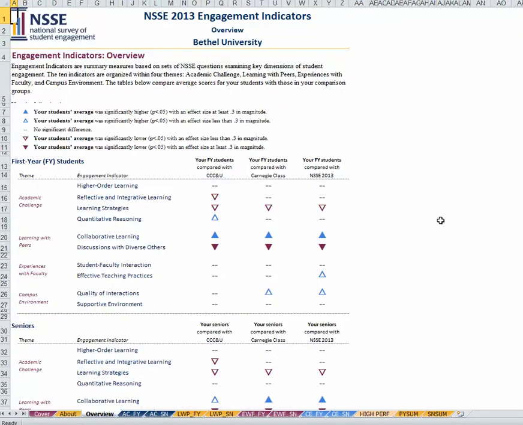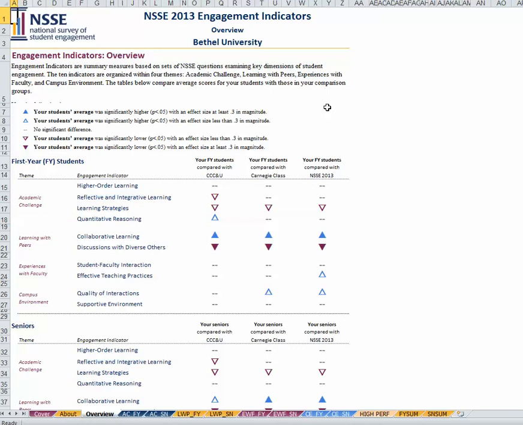And then they give you an overview of things. So how are you doing at your institution compared to other institutions? You'll see here they break it down, with a very nice dashboard-like display. An up arrow means you're doing significantly better compared to other institutions, and they describe this as an effect size of at least .3 in magnitude.